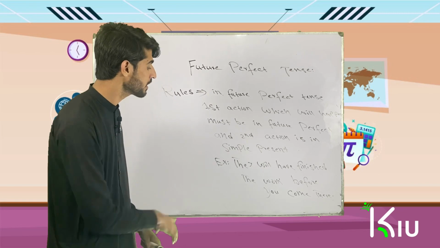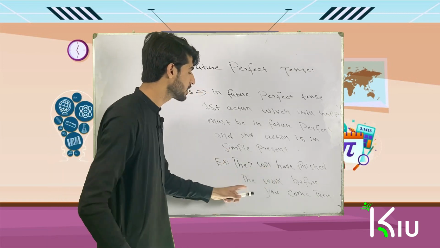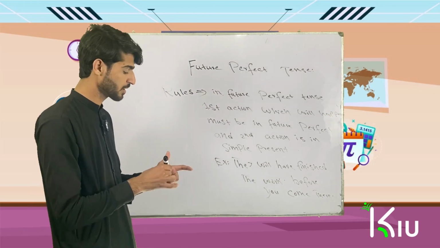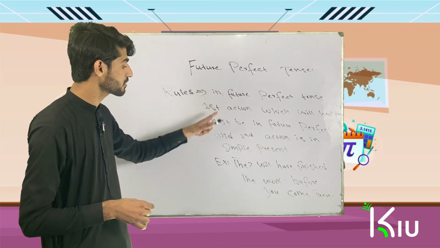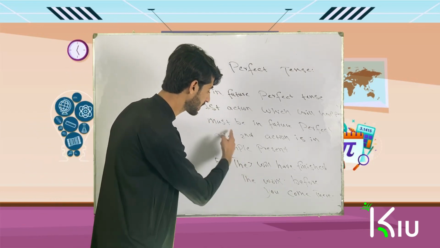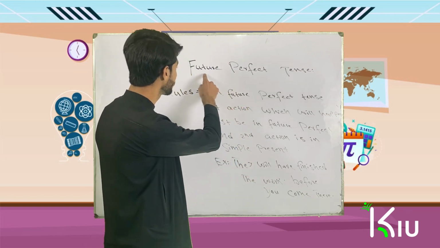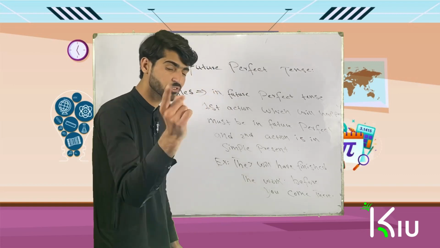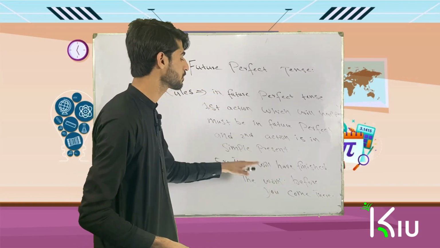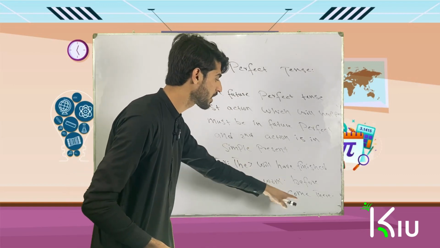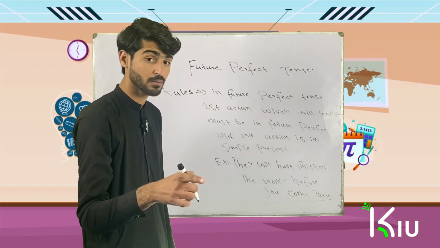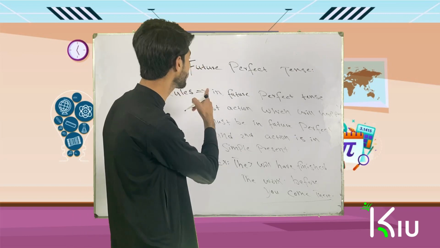For example, they will have finished the work. Now it's the first action, okay? As we said, the first action has to be in the future perfect tense. So they will have finished the work, and the second action will be in simple present tense. So before you come there.